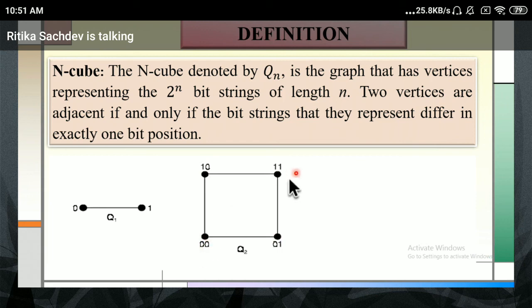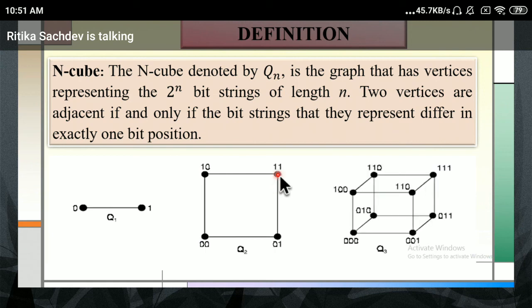I cannot connect 0,0 to 1,1 because it is differing in 2 bit positions. So we are connecting 0,0 to 0,1 and 0,0 to 1,0. Similarly, 1,0 is connected to 1,1, and 0,1 is connected to 1,1.